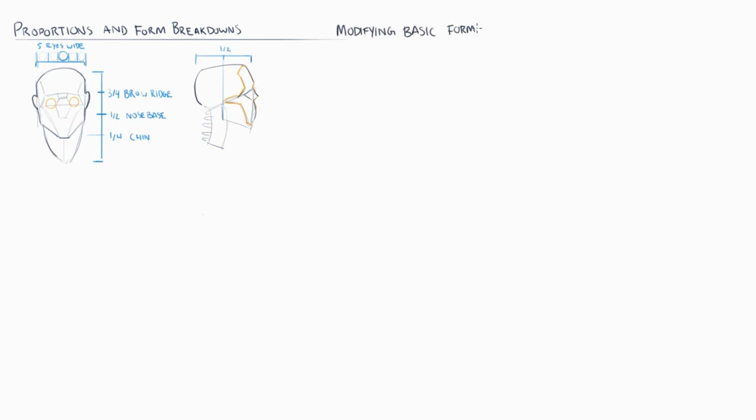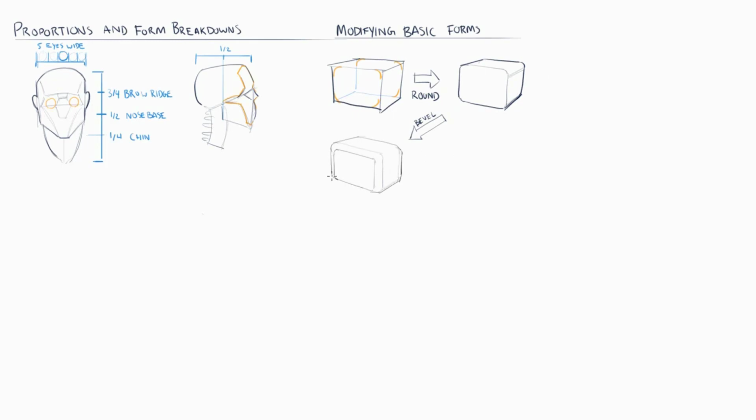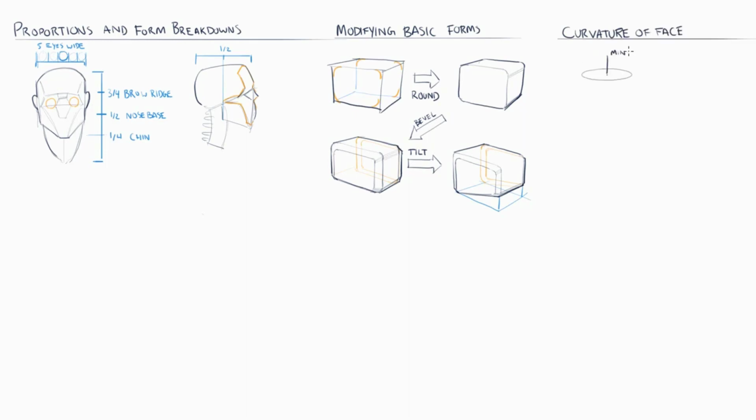If you'd like a simpler approach to blocking out the skull than using complex curves, you can modify primitive forms to resemble that skull shape. One strategy that I use is starting with a box and then rounding out the edges. I then bevel the edges and tilt it up to resemble the bulk of the cranium. You can use some planes and rounded forms to block out the face, but we'll cover this more thoroughly in part 2.